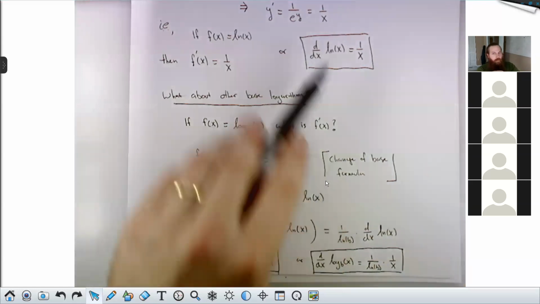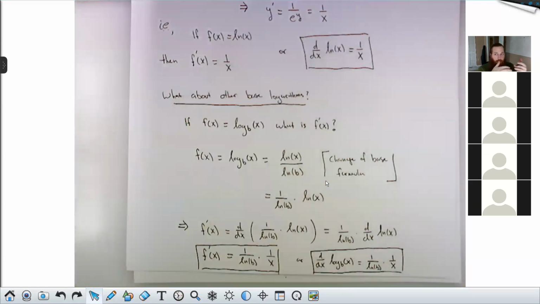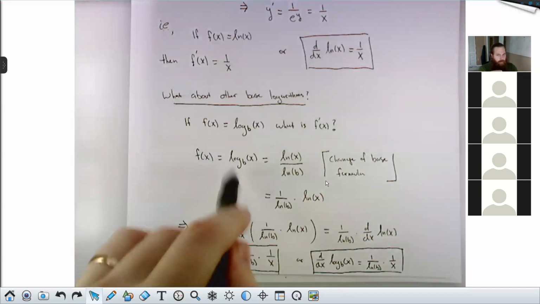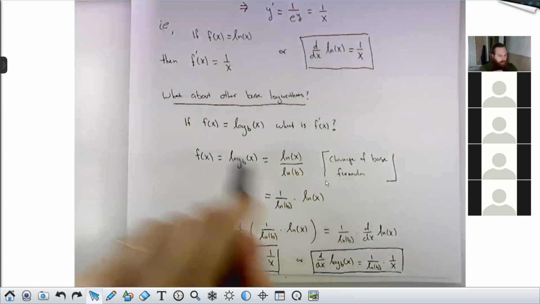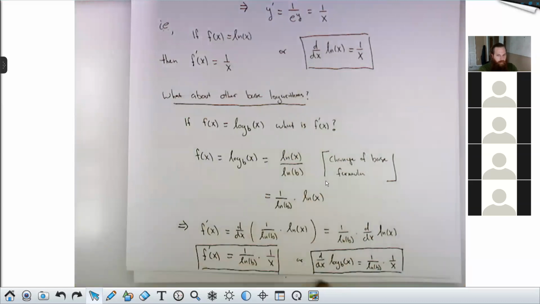So really it's the natural log that we use everywhere. Even when we're differentiating some other base logarithm, the trick is to turn it into a natural logarithm and then differentiate that.